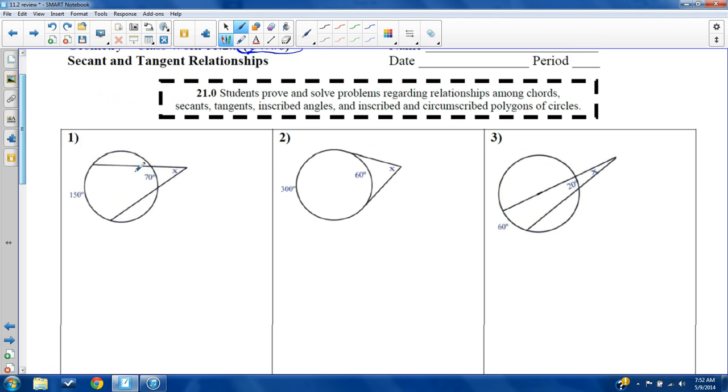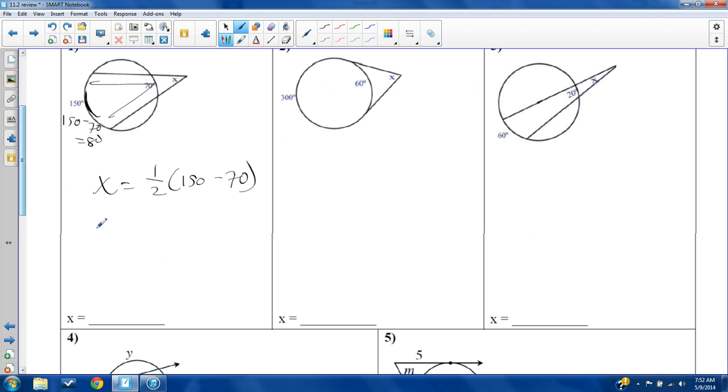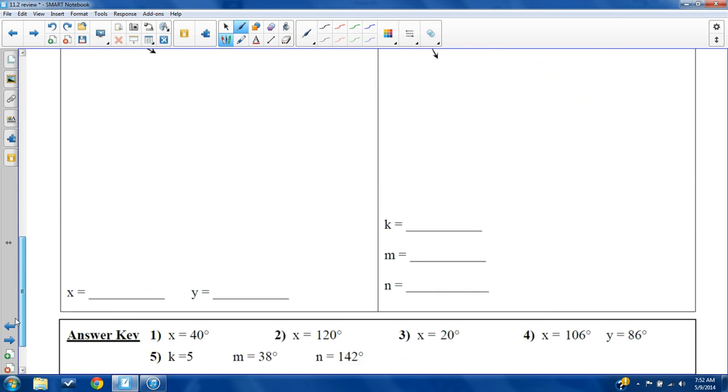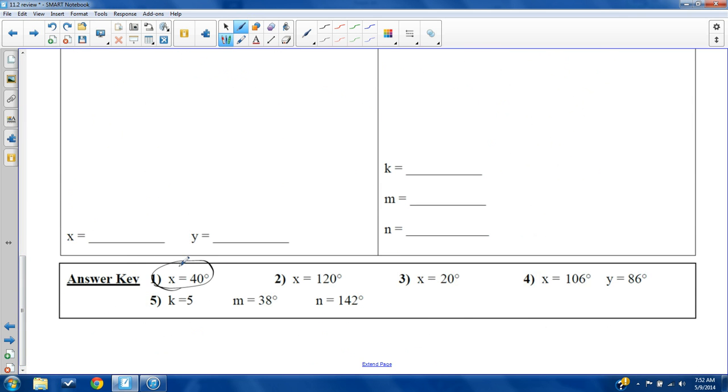Remember, x would be the inscribed angle out here that forms the measure that's 150 minus 70. So the intercepted arc here would be 150 minus 70 degrees if this was x, which is 80 degrees. So x equals 1/2 of 150 minus 70. X equals 1/2 of 80. So x equals 40 degrees. By the way, all the answers are on the bottom. I want to double check with myself and make sure they're correct as I go. Or I want you to do that as you work along with this.